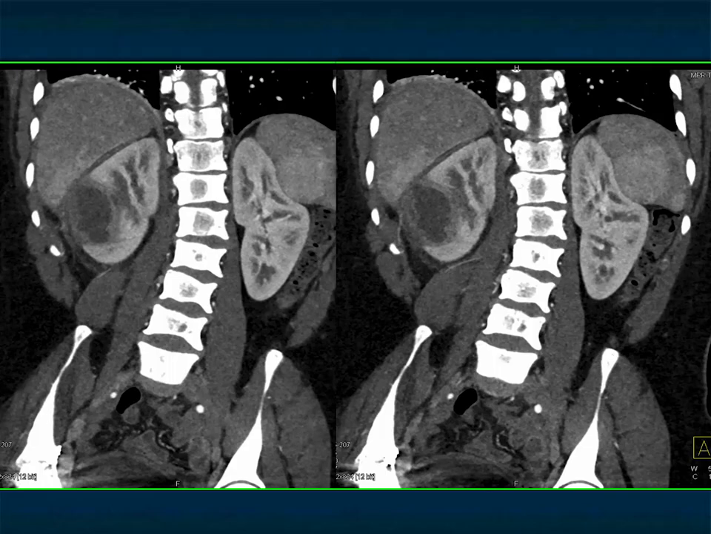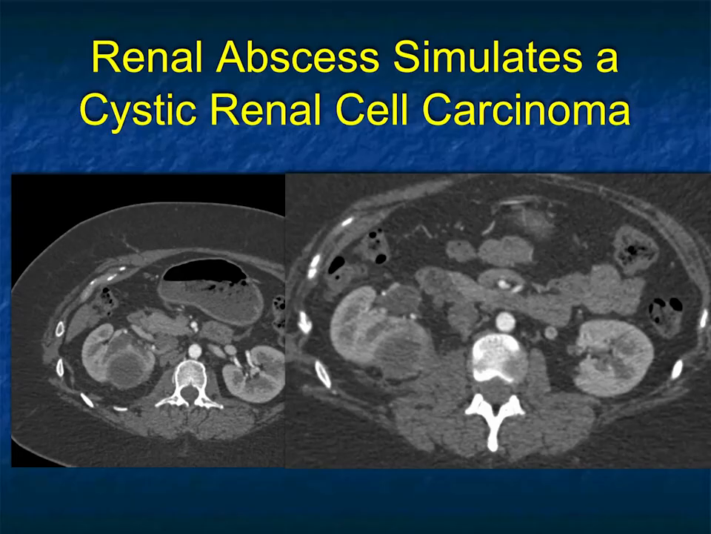Here it is on the coronal views. Again, you could consider a mass, and we can get cystic renal cell carcinomas, but the thickening of the rim and the water denser centrally and the patient's history of pyelonephritis will push you to pyelo in this case, and I don't think it's that difficult to diagnose.